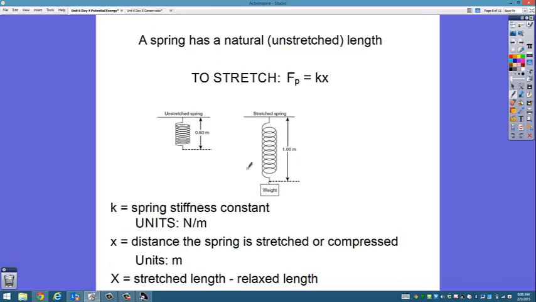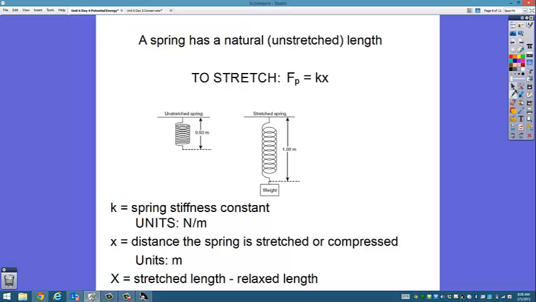So if you can see on this one, it stretched 5 meters. This would be your 0.5 meters. That would be your relaxed. Then it stretched, and so it stretches a meter. So if you look at this equation here, you would take 1 meter minus 0.5, and so your x value that you would use would be half a meter.